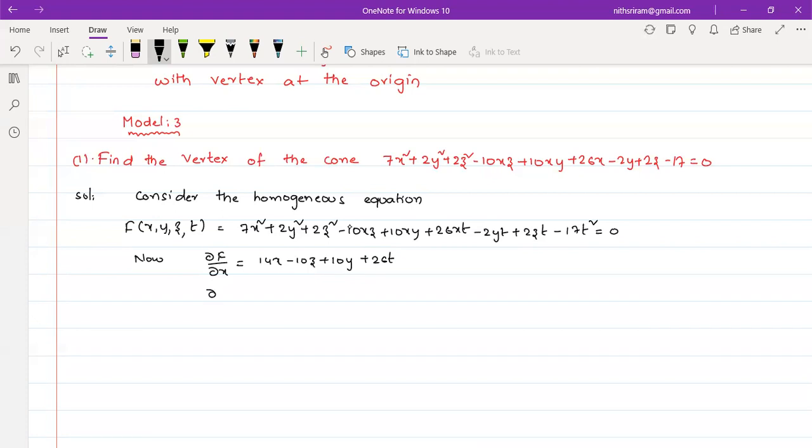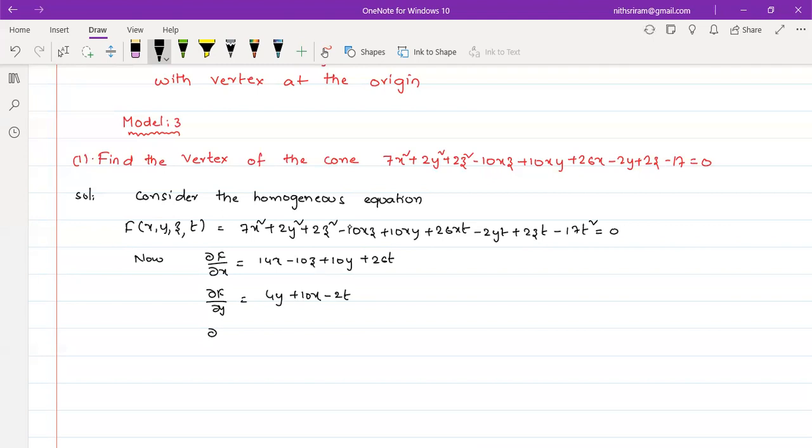So coming to dou f by dou y. With respect to y, we have to find the derivative for y terms only, because remaining all terms are constants. So 2y square, the derivative for 2y square is 4y. And we are having y term 10xy, the derivative for 10xy with respect to y is 10x. And one more term we are having, that is minus 2yt. The derivative for y is 1, so that we get minus 2t.